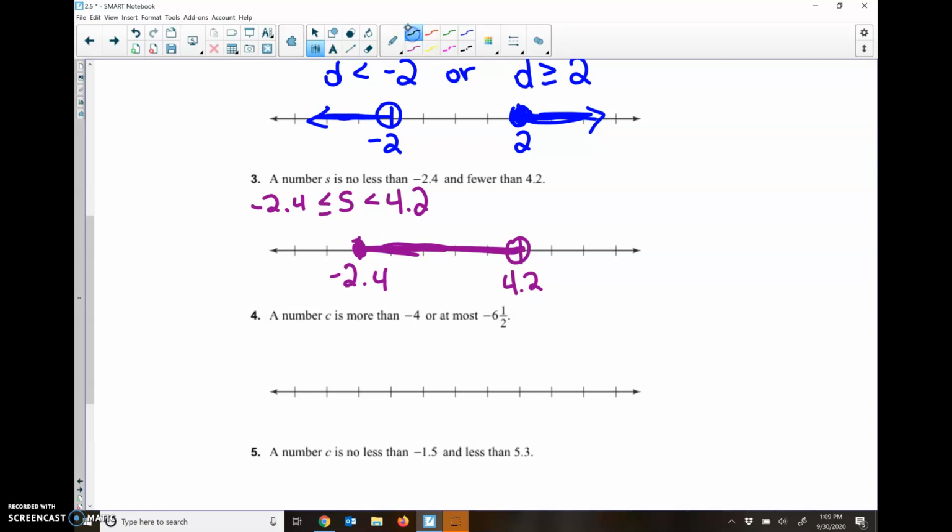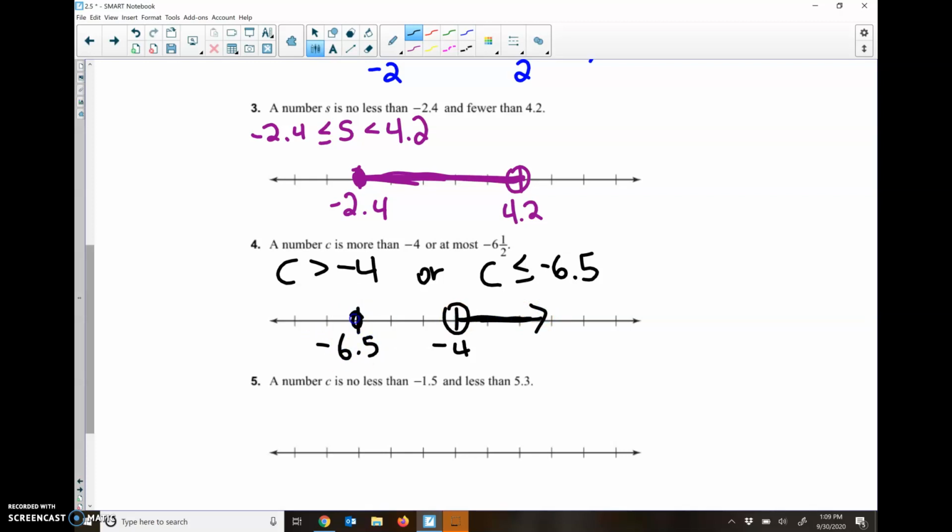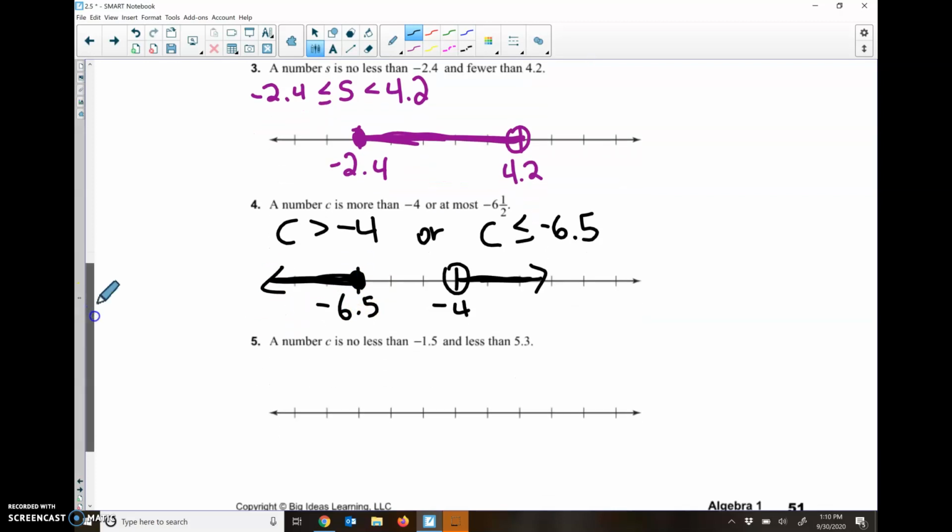All right, let's look at one more. That's an or problem here. So we got 2 and 2 done. A number C is more than -4, or it is at most -6.5. So that means it's not going to get past -6.5. So let's do -4 over here. Open circle, so it needs to be greater than -4. So going this way, like -3, -2, -1. Or it could be less than or equal to -6.5. So anything going to the left that way, like -7, -7.5, all those ones.